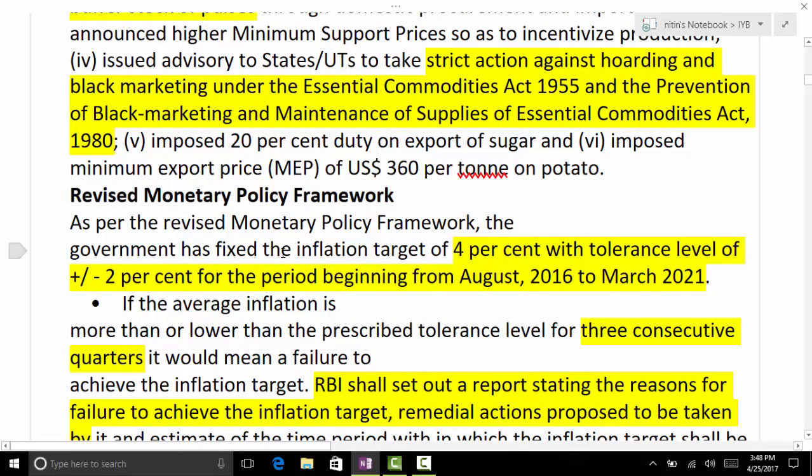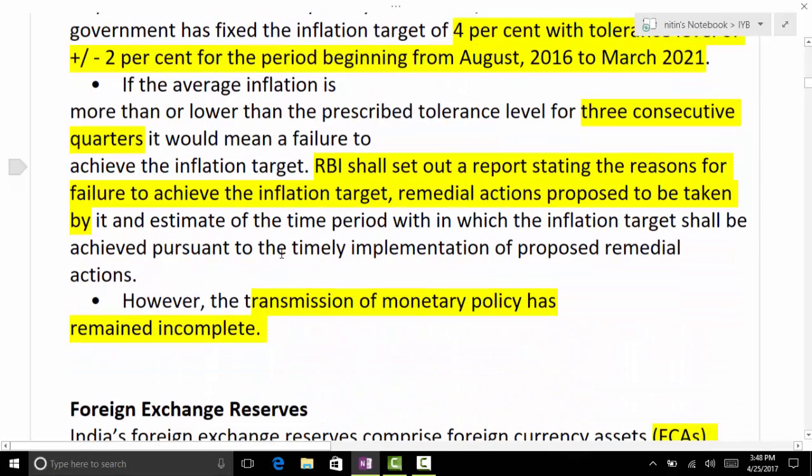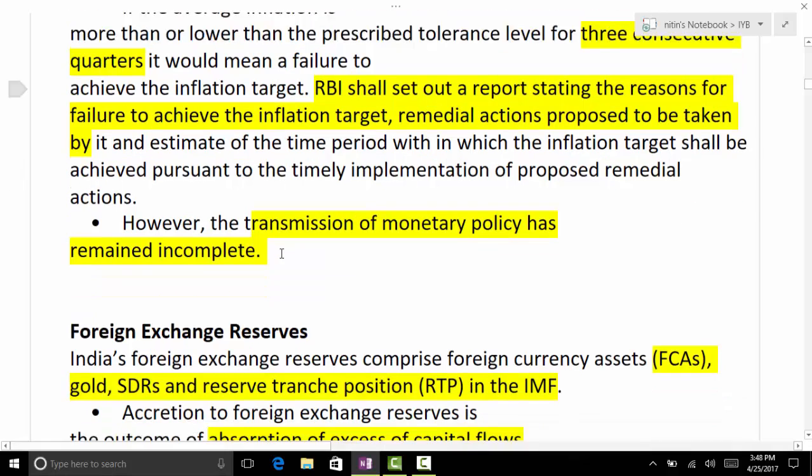Then we have the revised monetary policy framework. Now this is about inflation targeting. Based on which committee was it accepted? Yes, good, the Urjit Patel committee. So it says the tolerance level is 2% plus or minus 2%. If RBI is not able to comply for 3 consecutive quarters, then it has to state the reason why it has not been able to do so and what the strategy would be.